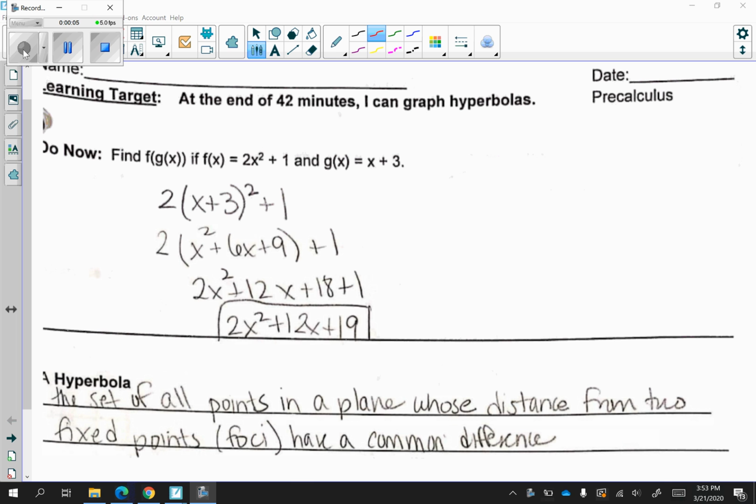The learning target is I can graph hyperbolas. The do now is a past question. Find f of g of x if f of x is equal to 2x squared plus 1 and g of x is equal to x plus 3.